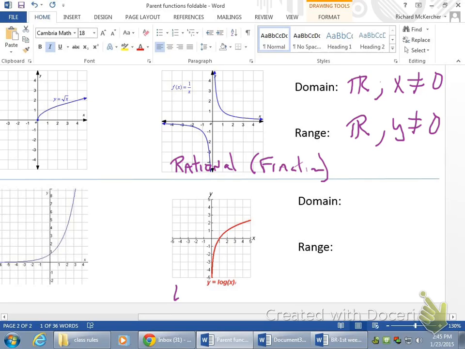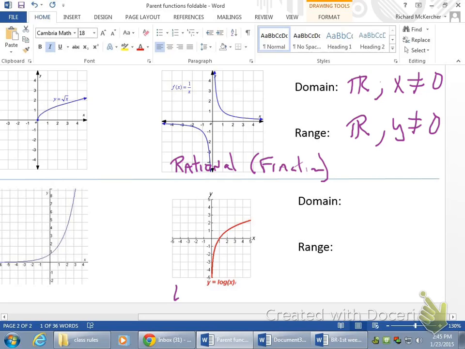Okay, this one is our rational function. It's a very strange looking function. It's 1 over x. The domain does go forever to the left, and it does go forever to the right. So that makes me think that it's all real numbers. But when we use our calculator, we can find out that it is never defined here, because if I plug in a 0, I'd have 1 over 0, and that's undefined. So I have to put the restriction that x cannot equal 0.